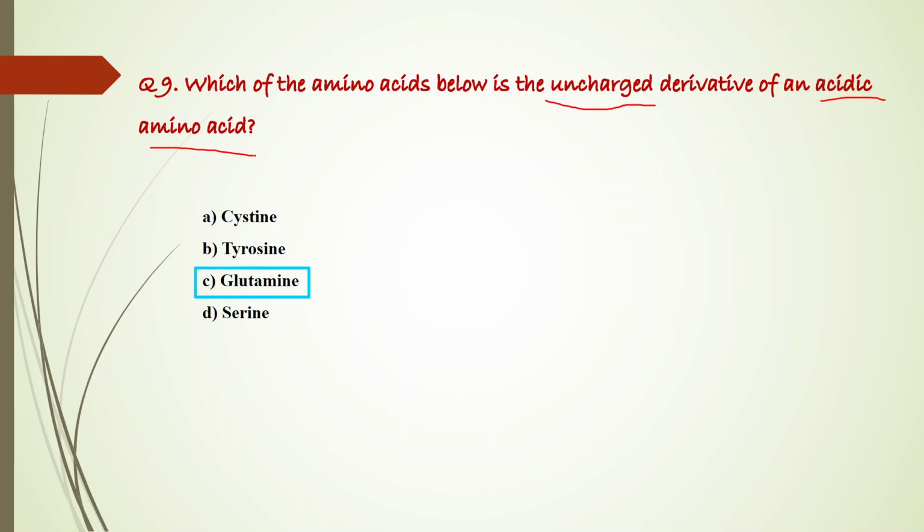It is very obvious because if you look, cysteine, tyrosine, serine, none of them are acidic amino acids. Acidic amino acids means where you have an additional COOH group. So there are glutamic acid and aspartic acid. Those are the acidic amino acids. In glutamic acid, the R group is CH2CH2COOH, and if you remove the COOH group and replace it with a CONH2, then it simply becomes glutamine.